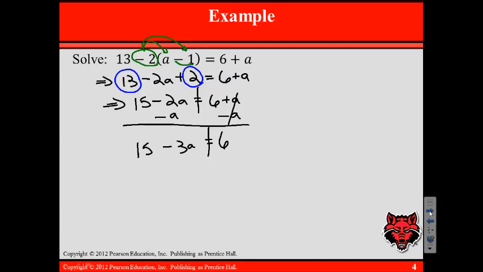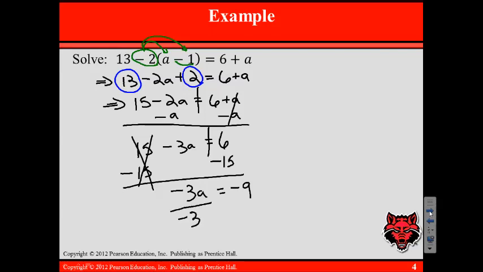Let's move all of the constants to the right side. So we subtract 15, and we do this so the opposite 15s will cancel. The left side becomes negative 3a, and that equals 6 minus 15, which is negative 9. Now that we have all of our variables on the left side, all of our numbers on the right side, we can divide by the coefficient of a.